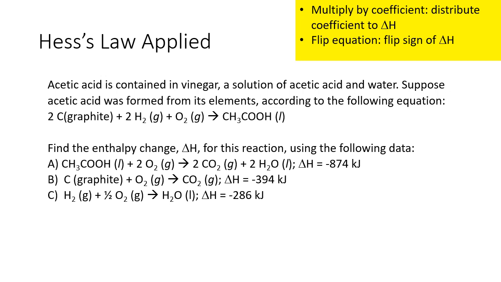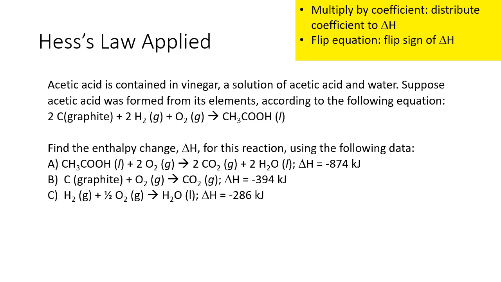Acetic acid is contained in vinegar, which is a solution of acetic acid and water. Suppose acetic acid is formed from its elements according to the following equation: 2 carbon atoms in graphite form plus 2 hydrogen gas plus oxygen becomes acetic acid. Find the enthalpy change, delta H, for this reaction using the following data. We're given information about acetic acid plus oxygen making carbon dioxide and water, a combustion reaction. We have carbon plus oxygen making carbon dioxide. And we have hydrogen and oxygen making liquid water.